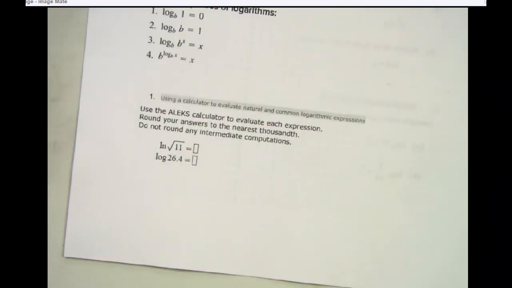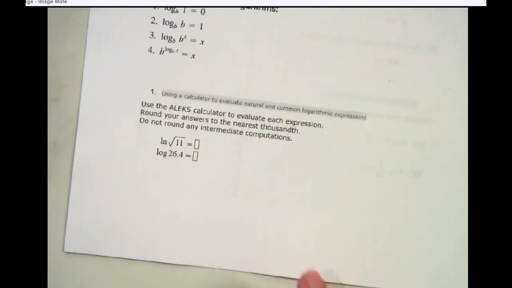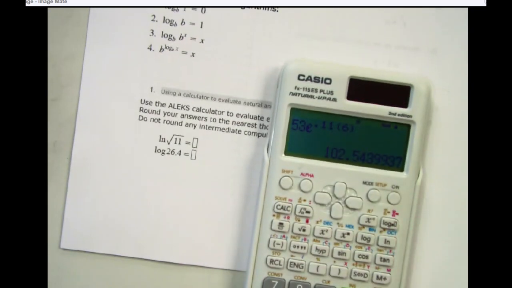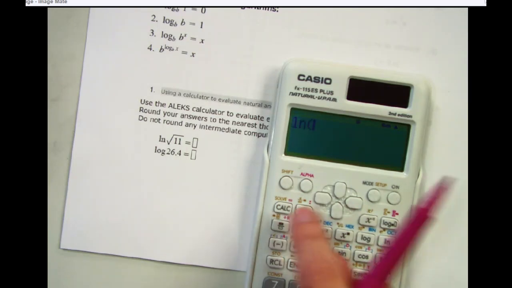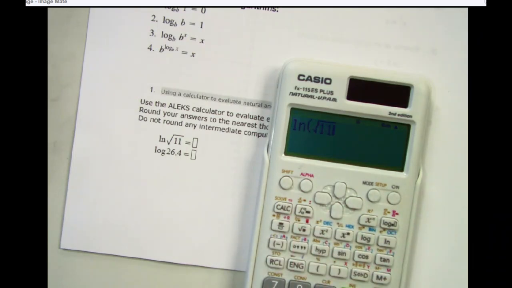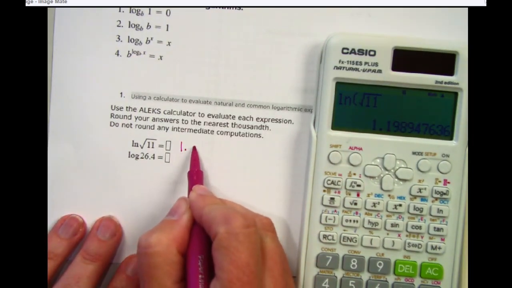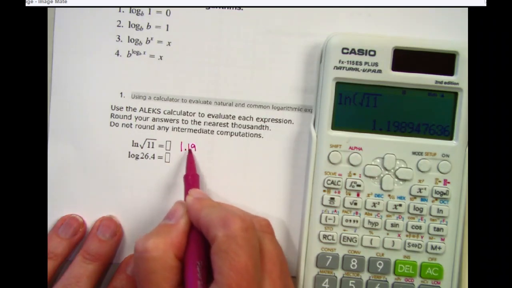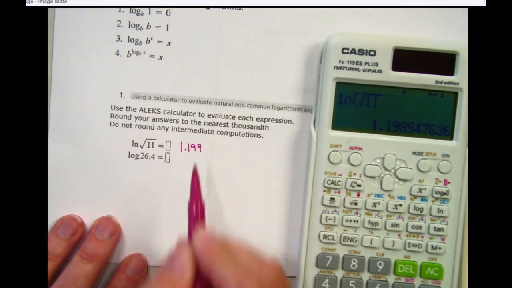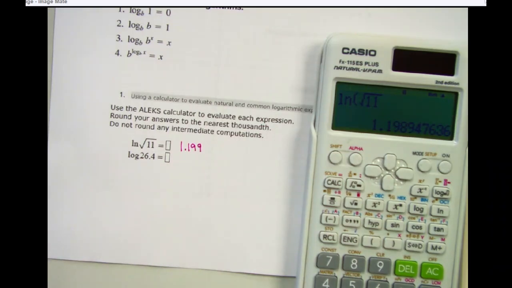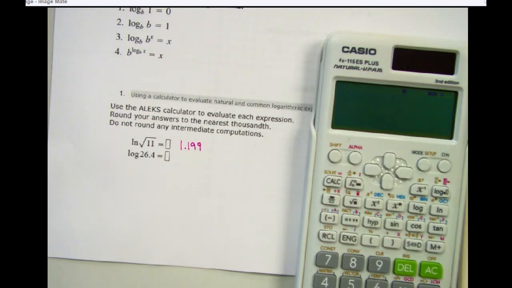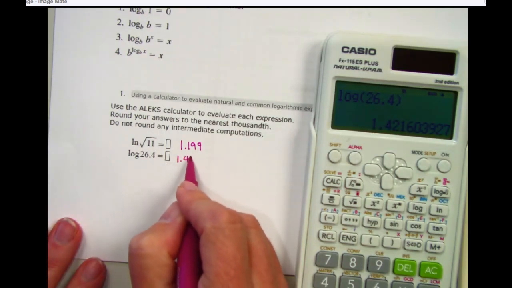Let's make sure we know how to use our calculator. ln of the square root of 11, really? Square root of 11. Round to the nearest thousandth. 999, whoop, 1, 9. Is that what you got? If you're following along, all right. Logarithm of 26.4. 1.422.